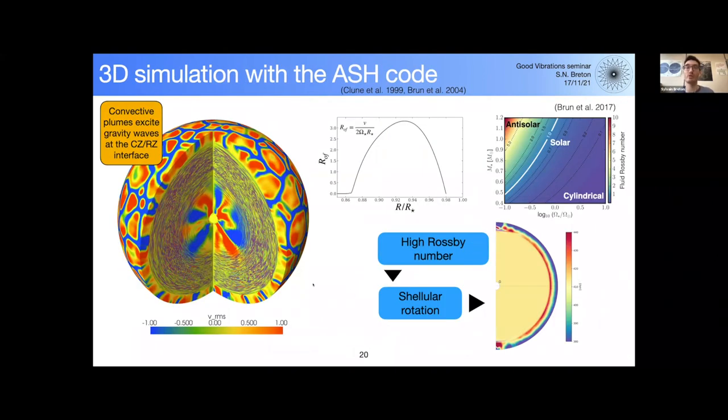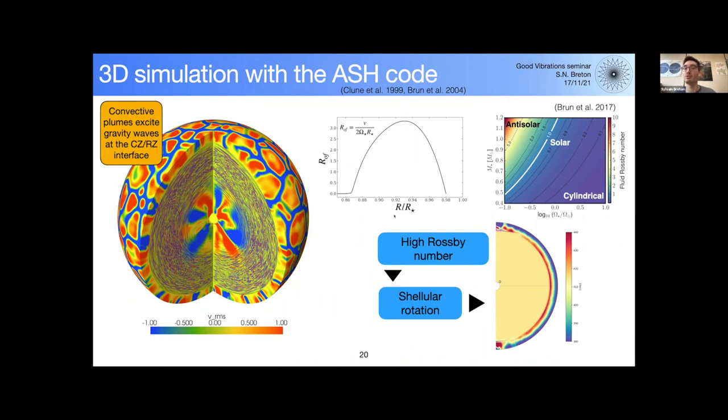So here are the first results obtained with this F-type model. Just like in the solar case, you have your convective plumes here in blue that excite gravity waves at the interface between the convective zone and the radiative zone. You can see the propagation of your gravity waves, and one difference is that at the center, your signal is dominated by high frequency, low degree modes, and so this changes the appearance of the global signal in the slice of the simulation.